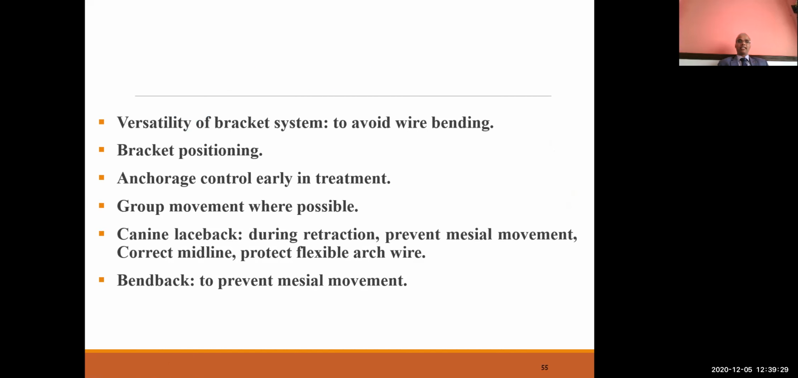The versatility of the bracket system provides wire bending and bracket positioning, anchorage control early in the treatment, and group movement where possible. And there are canine tie-backs during the retraction. So it prevents the mesial movement of the tooth, corrects the midline, and also protects the flexible arch wire. And bend-backs help to prevent the mesial movement of the tip.